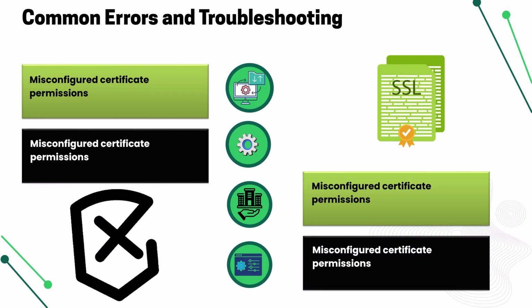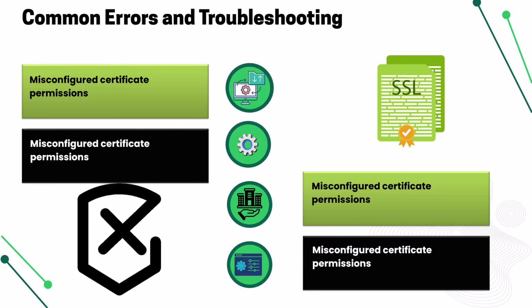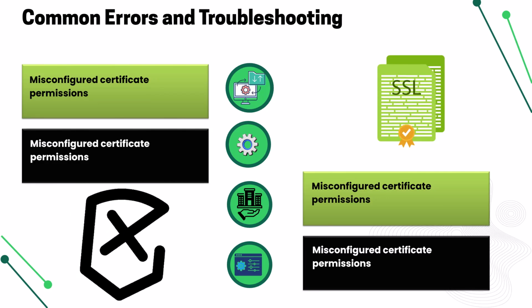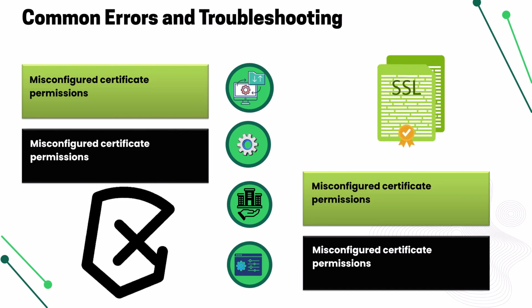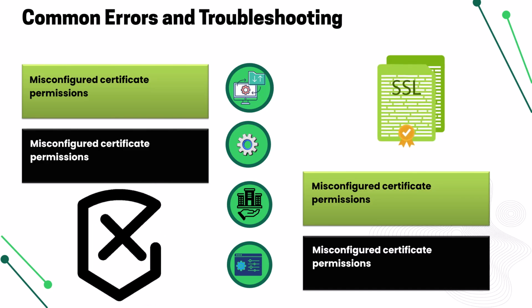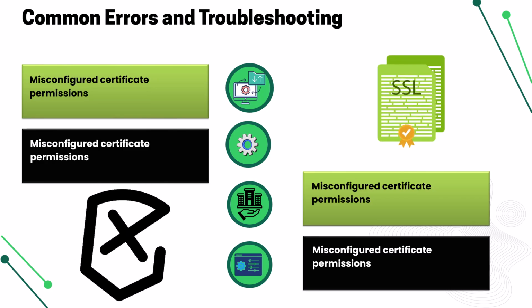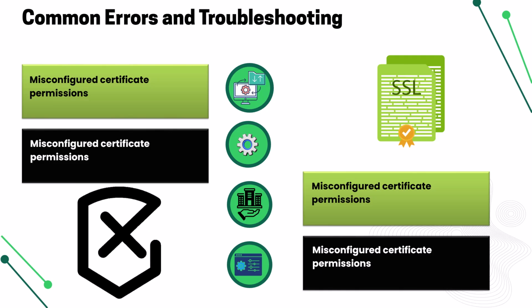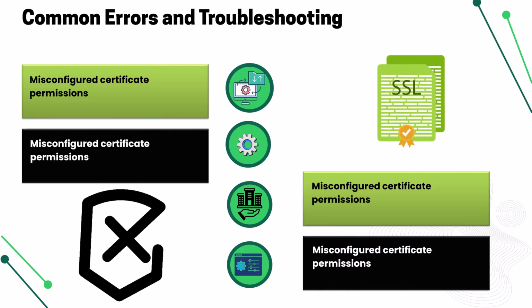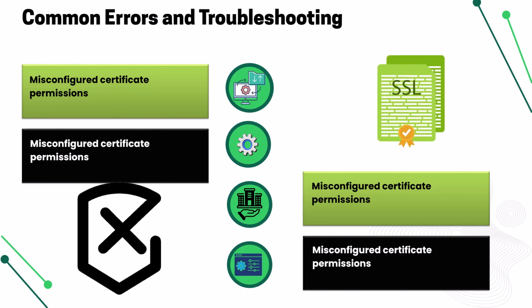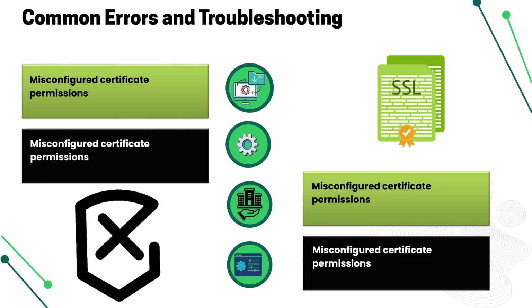We've all been there, something breaks and suddenly panic mode kicks in. Misconfigured permissions can lock out users unexpectedly. Expired certificates. That's like showing up with a movie ticket from last year. Doesn't work. Incorrect IAM policies can leave teams scratching their heads. And forgetting to update certificates properly is a classic rookie mistake. Let's avoid all this by staying ahead of these issues.